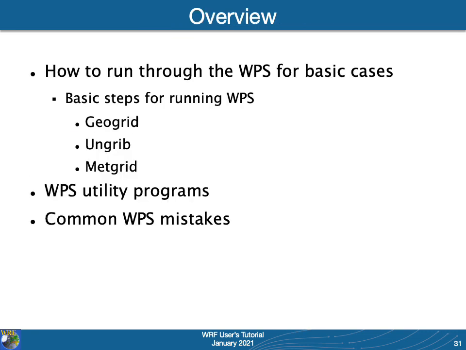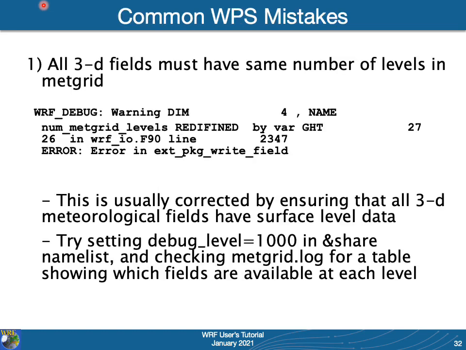So lastly, we're going to look at a couple of common mistakes made by new users of the WRF modeling system. The first of these common mistakes is to provide the metgrid program with atmospheric fields that don't all contain the same number of vertical levels. The metgrid program requires that all three-dimensional atmospheric fields contain the same number of vertical levels. And if this is not the case, the metgrid program will stop with a cryptic error message shown here.